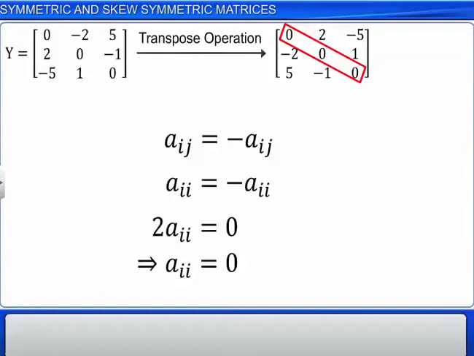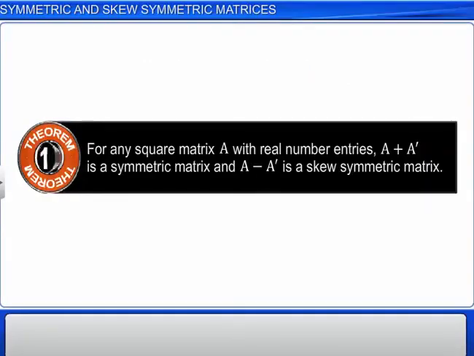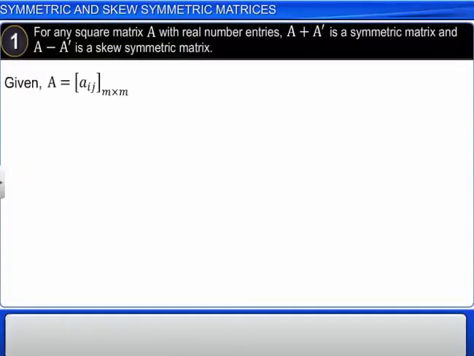Next, we will see two theorems based on symmetric matrices and skew-symmetric matrices. The first theorem states that for any given square matrix A with real number entries, the sum of A and A transpose is a symmetric matrix, and A minus A transpose is a skew-symmetric matrix. A is a square matrix with real numbers as its elements.